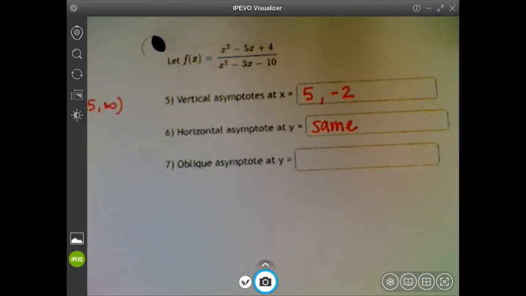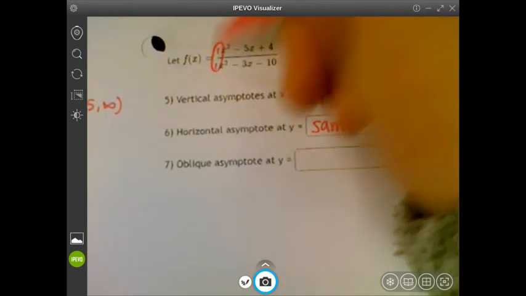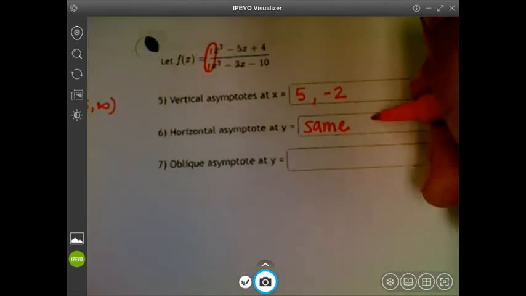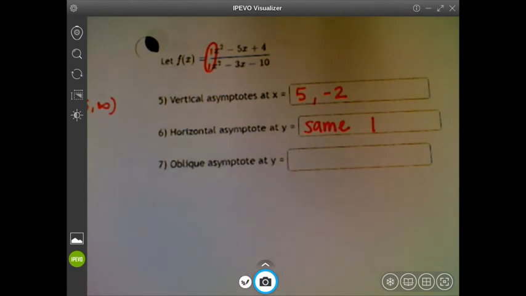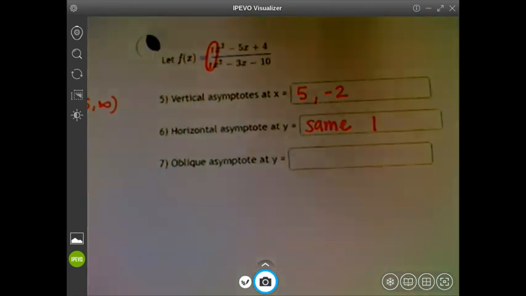When they're the same, you go to the coefficients in front of them. Well, that's a 1. That's also a 1. And so the horizontal asymptote is at y equals 1. 1 divided by 1 is 1. You don't have to write "same" in here. You would just put y equals 1, knowing that they're the same.